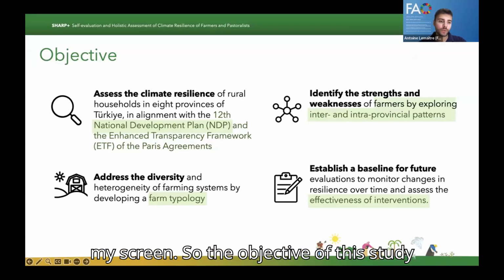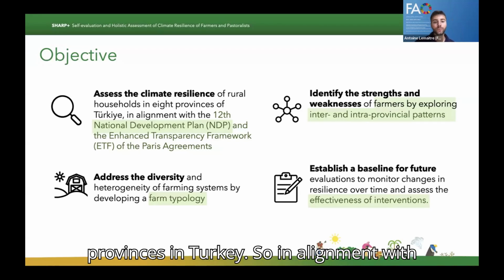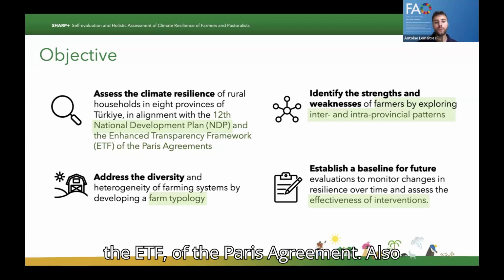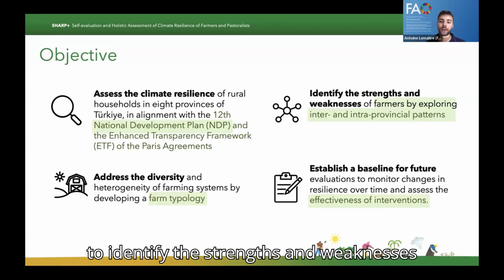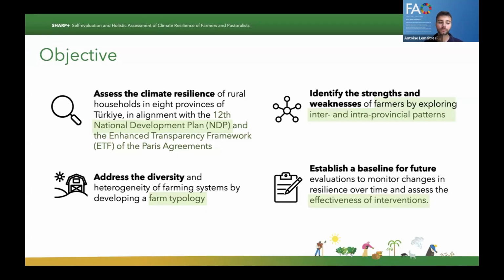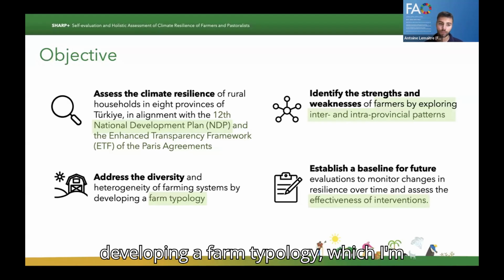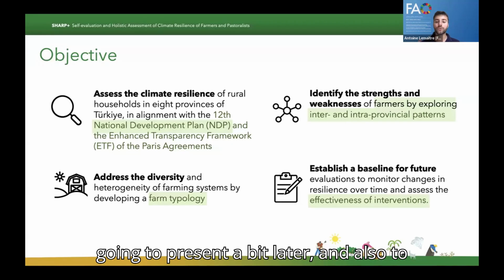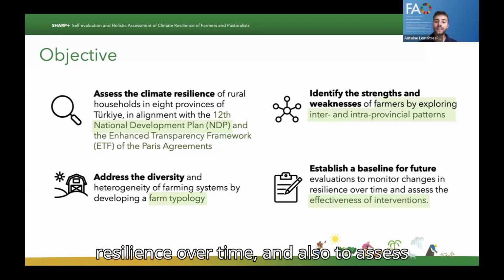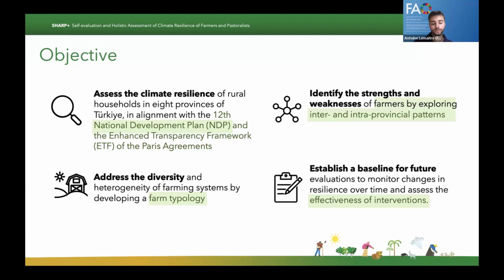So the objective of this study was first to assess the climate resilience of rural households in 8 provinces in Türkiye, in alignment with the 12th National Development Plan and also the Enhanced Transparency Framework, the ETF, of the Paris Agreement. Also to identify the strengths and weaknesses of farmers by exploring inter and intra-provincial patterns, to address the diversity and heterogeneity of farming systems by developing a farm typology, which I'm going to present a bit later, and also to establish a baseline for future evaluations to monitor changes in resilience over time, and to assess the effectiveness of interventions in the frame of this program.